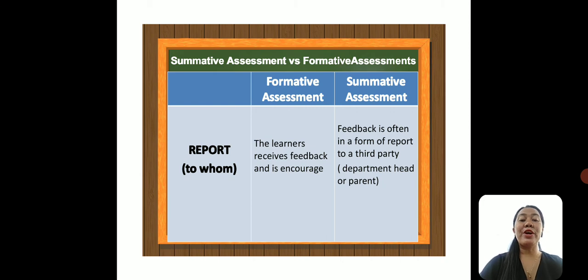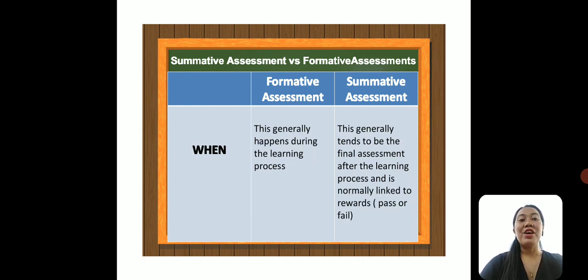In terms of report, in formative assessment, the learners receive feedback and are encouraged. So through feedback given by the teachers to students, the students will be encouraged to do more and develop their learning. In summative assessment, feedback is often in the form of a report to a third party. When we say a third party, this refers to, it may be, the department head or parent.